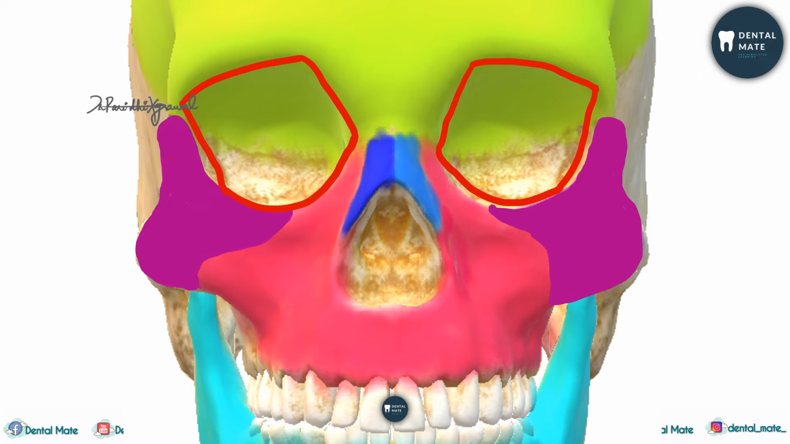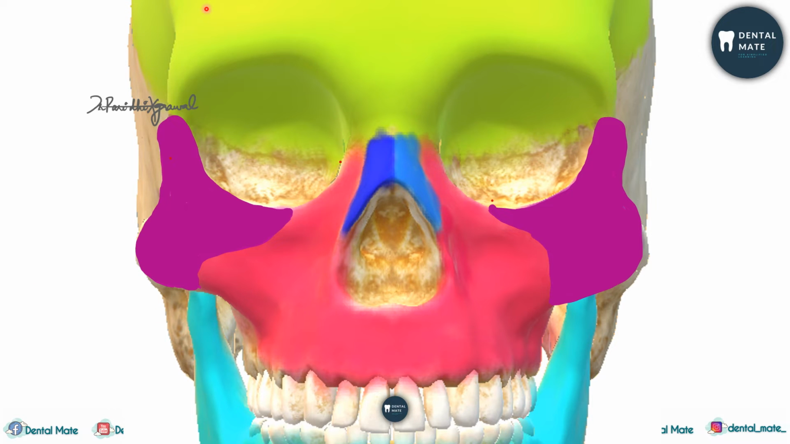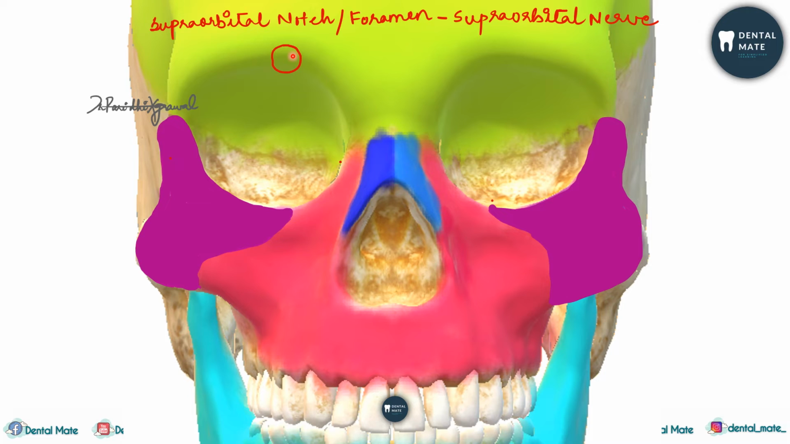Now, if we talk about the orbital openings, they are quadrangular in shape. Next, coming to the borders of the orbit, the superior border, or the supraorbital margin, is formed by the frontal bone. At the junction of the lateral two-thirds and medial one-third, a supraorbital notch or foramen is present, which contains the supraorbital nerve and vessels. The inferior border, or the infraorbital margin, is formed by the zygomatic bone laterally and the maxilla medially.